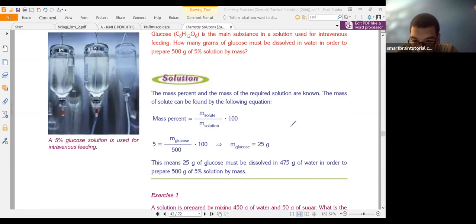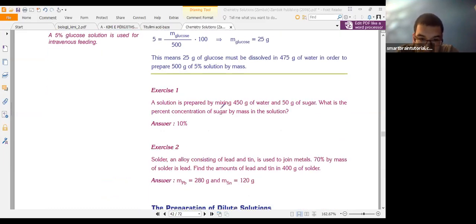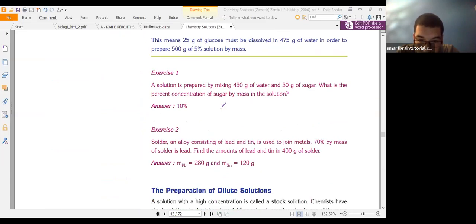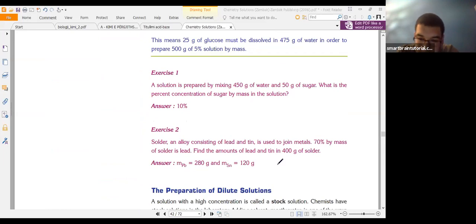Now this is the solution. Okay, let's solve exercise 2.